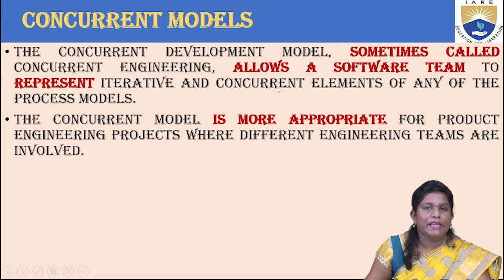So finally, we have concurrent models. Now, what is this concurrent model? Sometimes called concurrent engineering, which is trying to allow software teams to represent iterative and concurrent elements. So this comprises both iterative and concurrent elements. This is more appropriate for product engineering projects. So generally, when you have some product engineering projects, this concurrent model comes into more existence because you're trying to focus on different engineering streams.